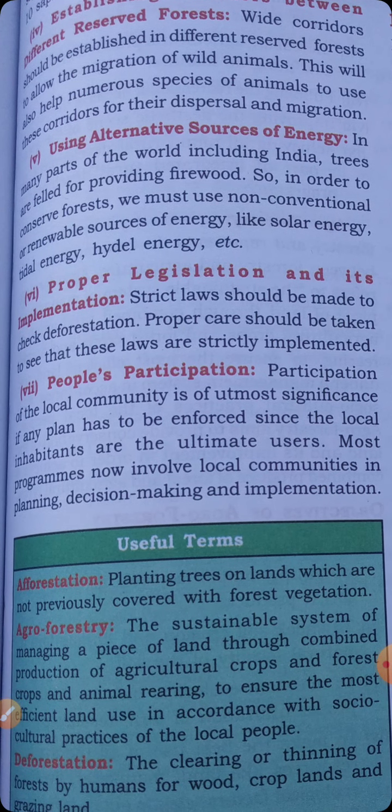Then we have people's participation. Our seventh point, participation of the local community is of utmost significance if any plan has to be enforced, since the local inhabitants are the ultimate users. Most programs now involve local communities in the planning, decision making, and implementation.